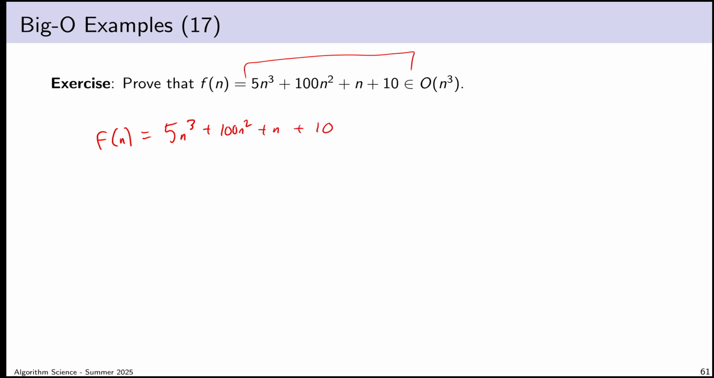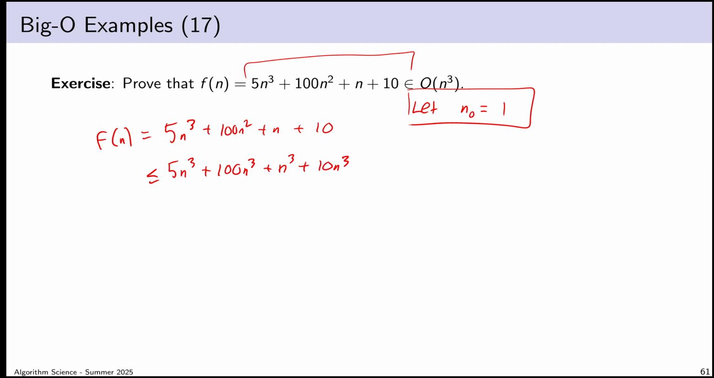And I think it's reasonable to say, let n naught equal 1. I'm just putting this here for a point of reference for us. So that means that if I consider values of n greater than or equal to 1, I think this is true: 5n cubed plus 100n squared plus n plus 10 is less than or equal to 5n cubed plus 100n cubed plus n cubed plus 10n cubed.